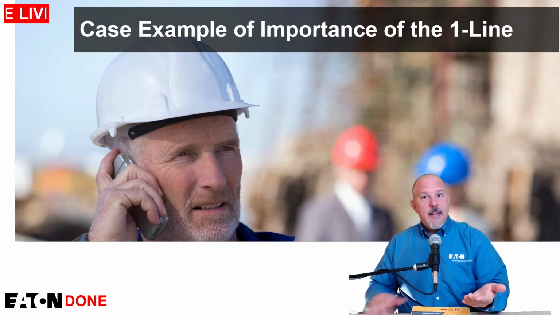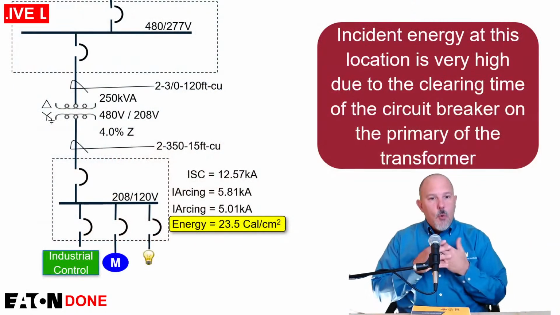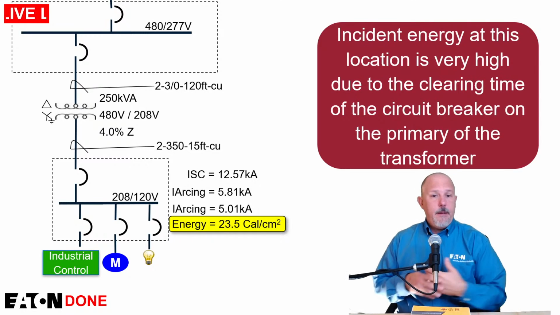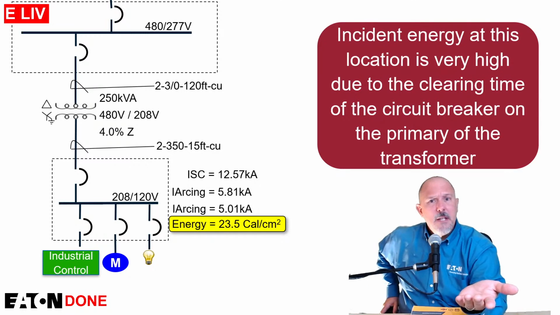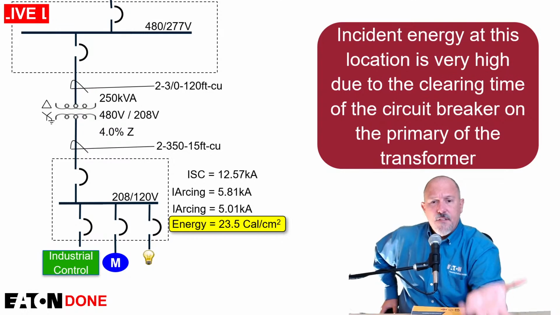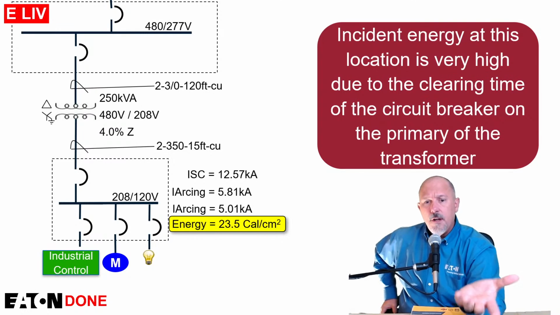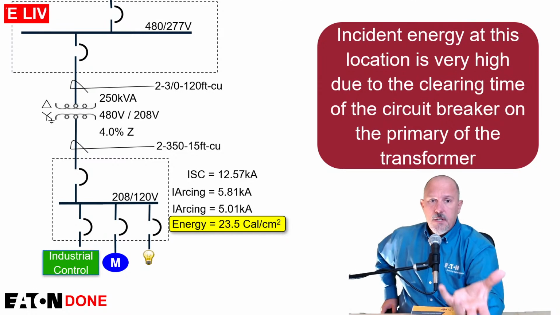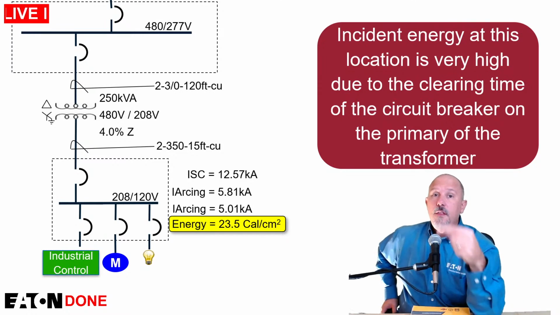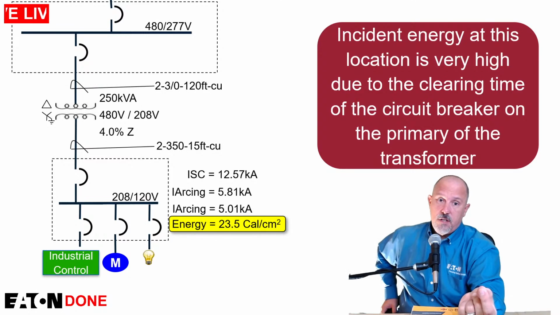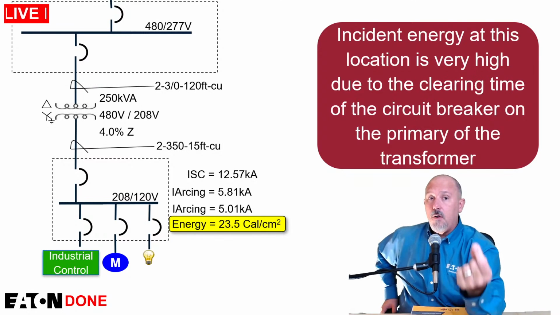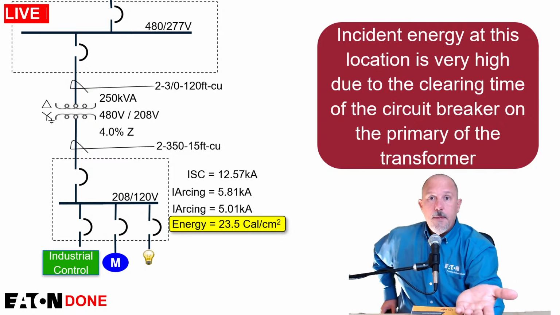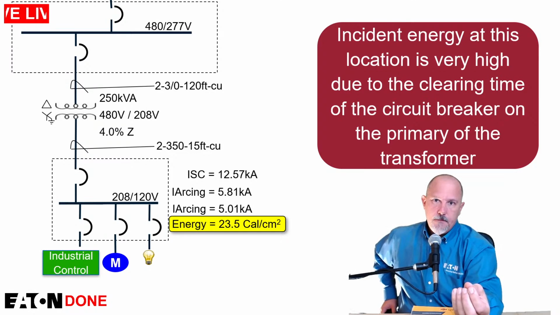So here's a case example, the importance of a single line diagram. You're going to work on a panel, and maybe it's labeled or maybe it's not labeled. In this case, it's the first panelboard on the secondary of a transformer. If it is labeled, I'm going to see 23.5 calories per centimeter squared. I need to know that this panelboard is that first piece of equipment on the secondary of a transformer. That piece of equipment is always going to have a high incident energy.